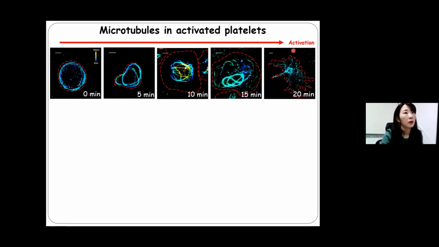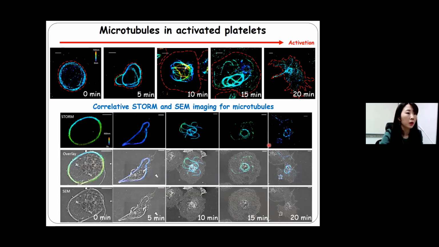As you can see here, as the activation process is going on, we could observe that the ring shape of the microtubule ring started to unwind and then formed a small ring structure in the center at the end of the activation process. This ring shape of the microtubule is called the marginal band. A similar pattern was also observed from the correlative STORM and SEM imaging, as shown here, which reveals the relative position of the microtubule with respect to the overall morphology of the platelet.